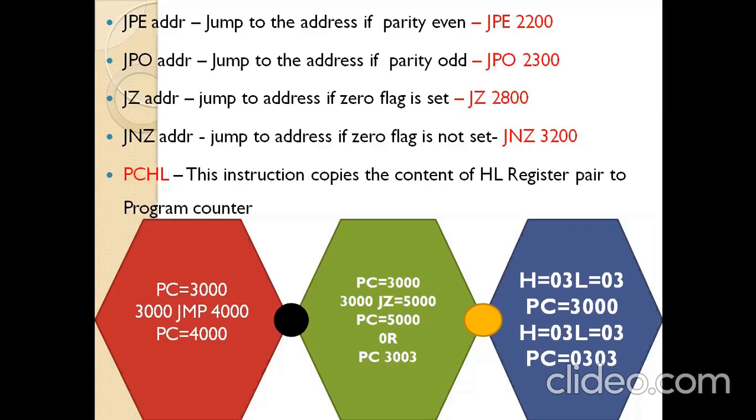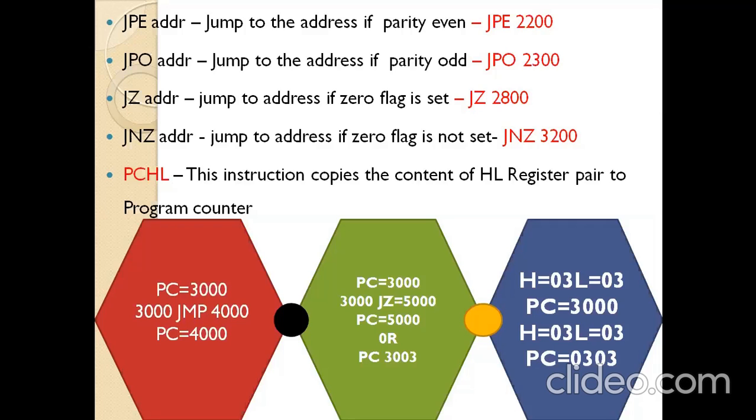Jump zero, JZ. If you compare two numbers and both numbers are the same, the zero flag will be set and it will jump to the memory location 2800. Otherwise, it will move to the next memory location. Jump no zero, JNZ. One number is 5, another number is 2. If you subtract, the result is a non-zero number. So if the result is not zero, it will jump to the memory location.